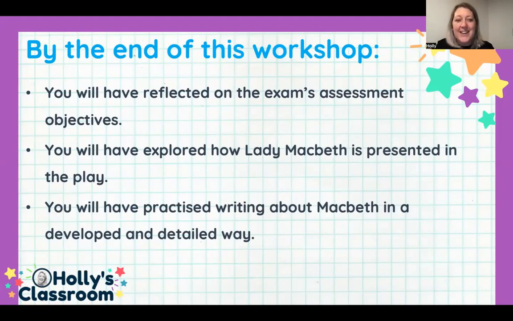That's Bertie. So by the end of this workshop this evening, you will have reflected on the exam's assessment objectives. You might be familiar with those already, particularly if you're in year 11, but if you're in year 10 or year 9, or even if you're in year 11 and you're not, that's absolutely fine. We are going to explore how Lady Macbeth is presented in the play, and you'll have an opportunity to practice writing about Macbeth as a play and about Lady Macbeth in a developed and detailed way.